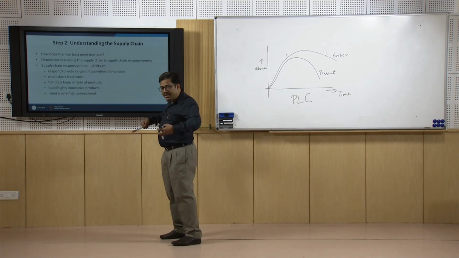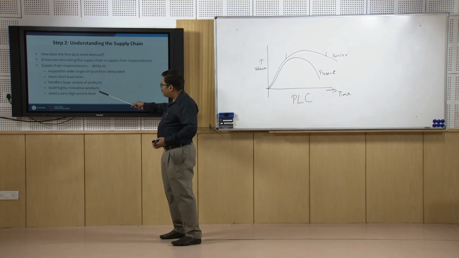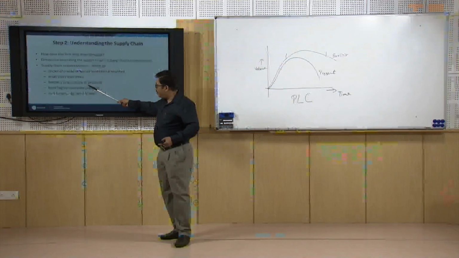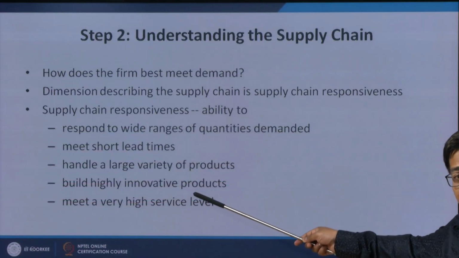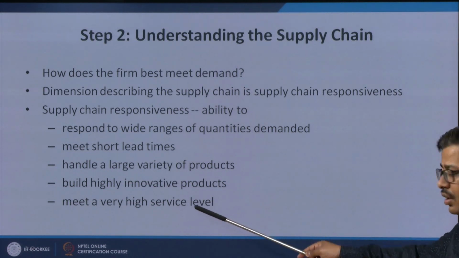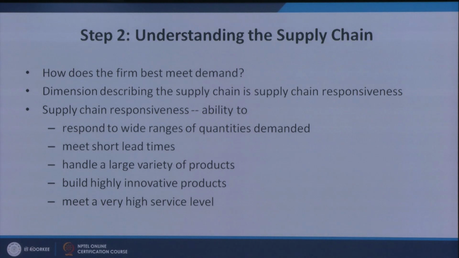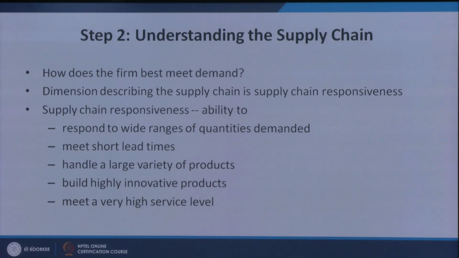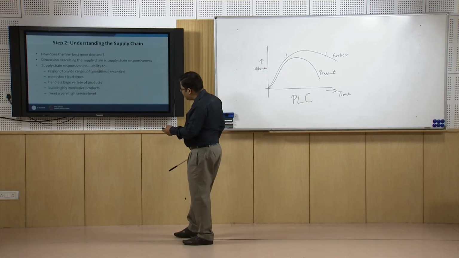So, how my supply chain is responding to that. Then reduced lead times, then variety of products, then the ability to innovate new products continuously and to meet a very high service level. So, I need to see how my supply chain is able to answer all these abilities which we require from step 1 of our strategy development process.